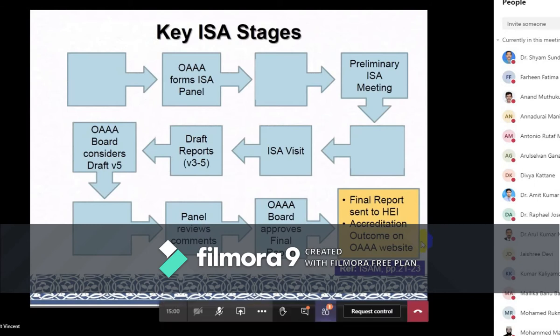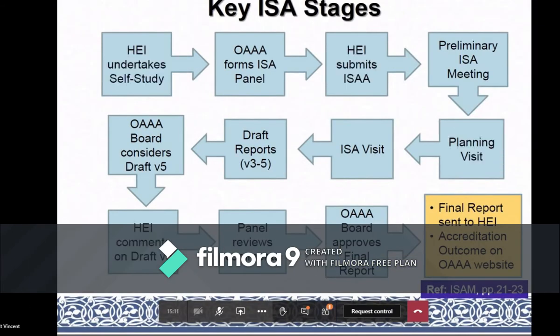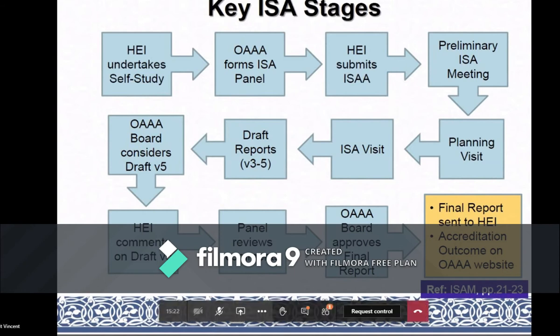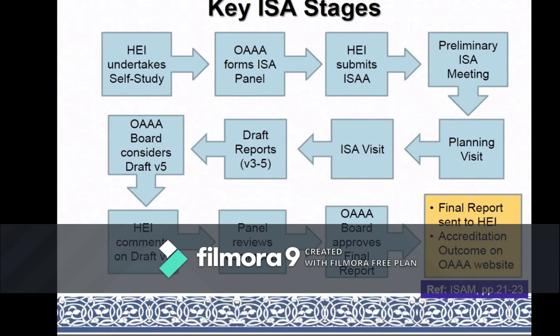Now, these are the key stages of accreditation. This is nothing new, the old one. We have a couple of stages like this, wherein the HEI undertakes a self-study. That is where we are now. We have not yet formed the panel for this. We were due in November, but it may be delayed further, it looks like. After the OAAA forms a panel, the HEI, that is ICT, submits its ISR document.